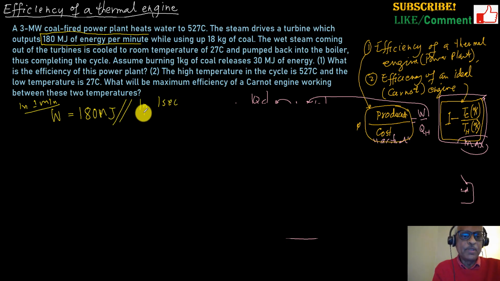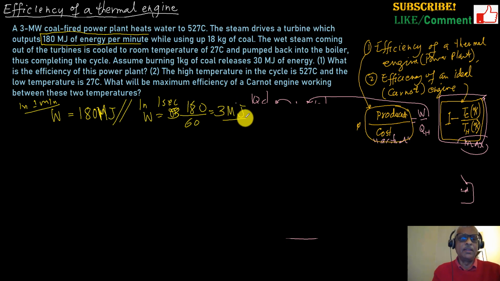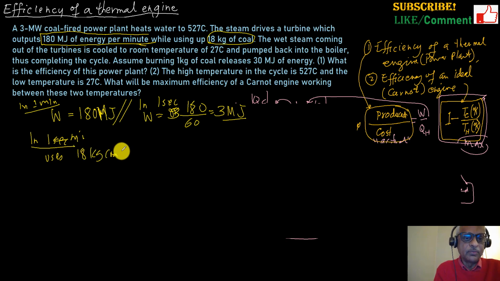In 1 second, W will be, so the power and energy will be the same number if I do it in 1 second, right? That's divided by 60. This is 180 megajoules over 60, and this will give me 3 megajoules. Okay. So this is W in 1 second. It's using 18 kilograms of coal in 1 minute, right? So that means in 1 second it uses 18 over 60, 0.3 kilograms of coal.